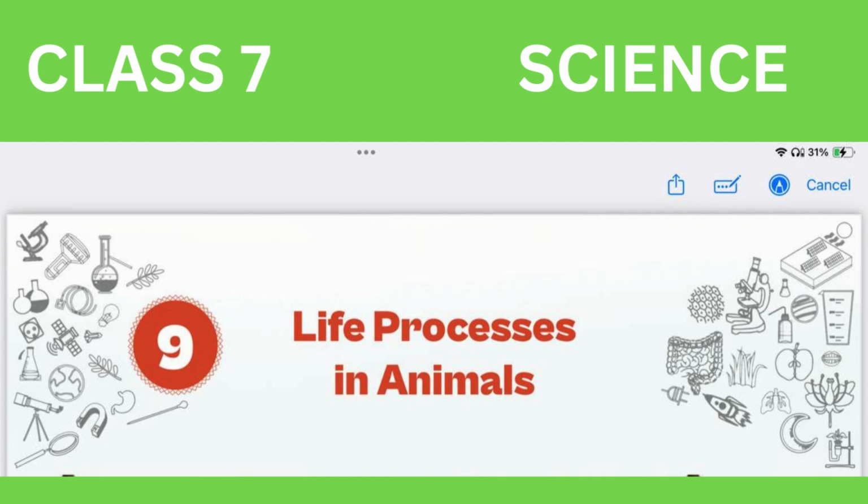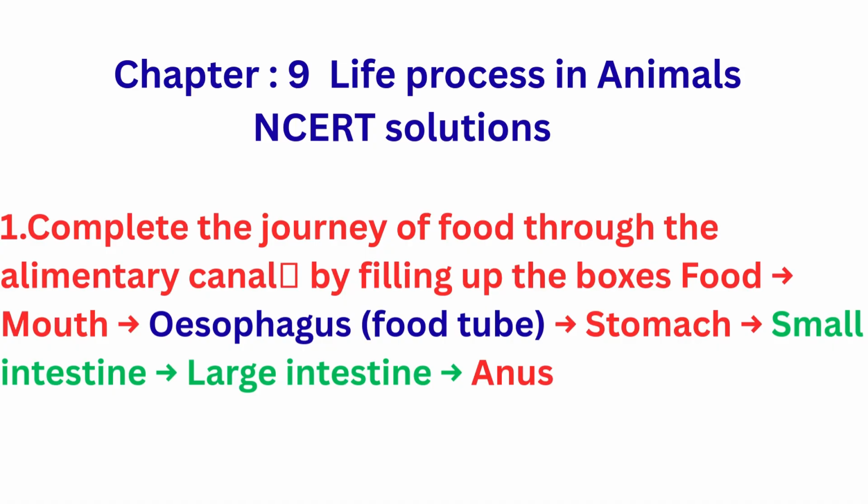In this video, let's see Class 7 Science Chapter 9, Life Process in Animals, NCERT solutions and extra questions and answers. First, let's see NCERT solutions. Question number 1. Complete the journey of food through the alimentary canal by filling up the boxes: food, mouth, fill in the blanks: esophagus, stomach, small intestine, large intestine, anus.